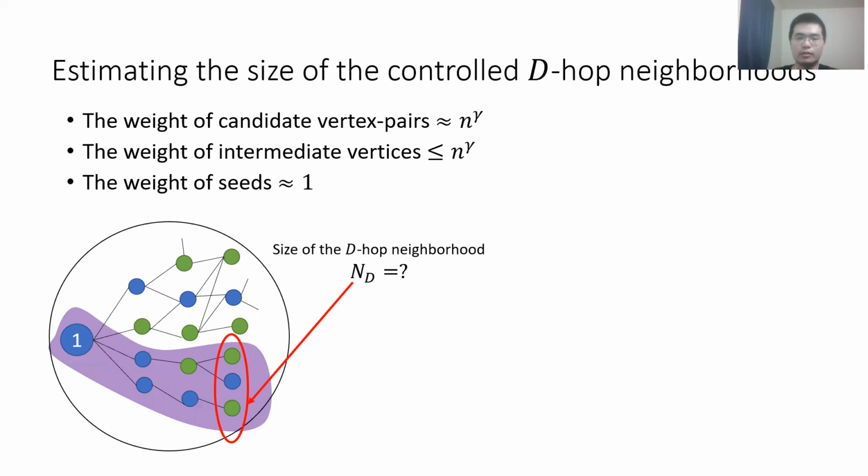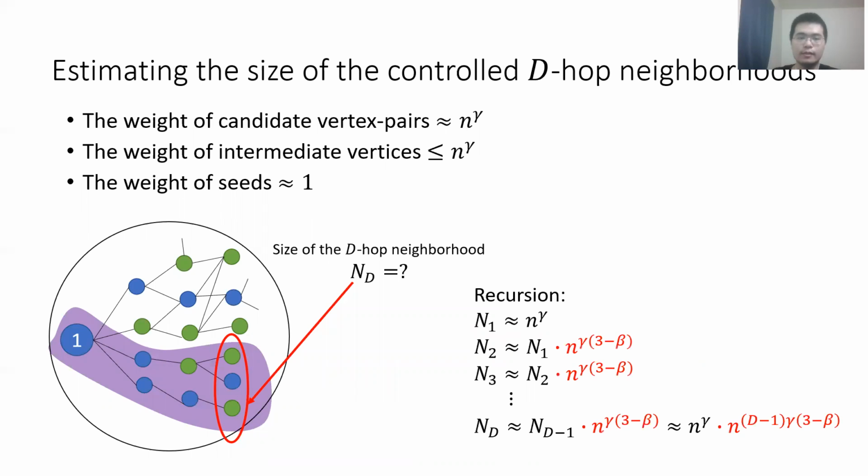Then the question is, what is the size of the controlled D-hop neighborhood N_D? Since N_D satisfies the following recursion, N_D is equal to N_{D-1} times n to the power of gamma times 3 minus beta, and N_1 is equal to n to the power of gamma because the degree of the candidate vertices is n to the power of gamma. Then we can get the result. The detailed proof is shown in our paper.